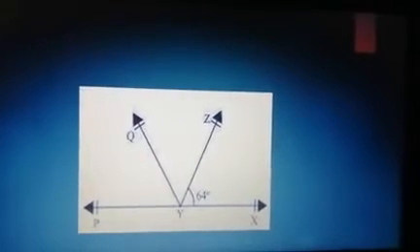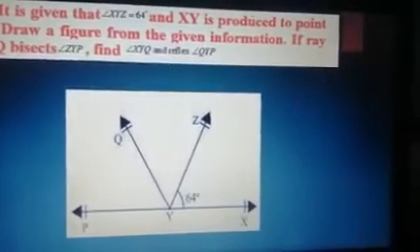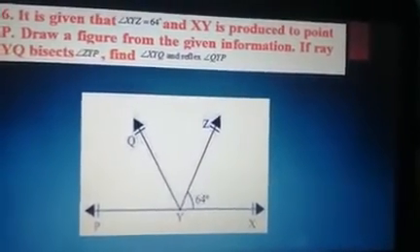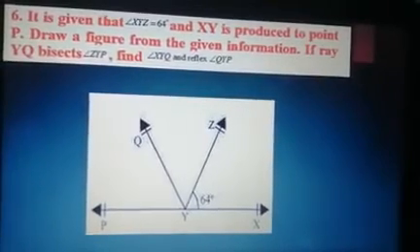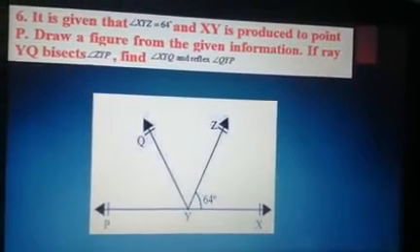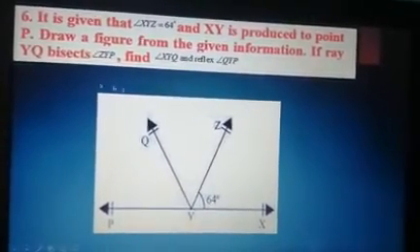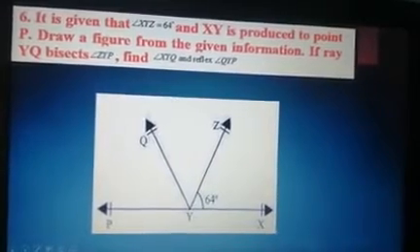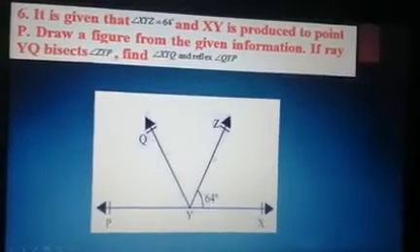Okay. So what's the 6th question? Let me look at the 6th question and understand what it is. Okay. So in this case, it is given that angle XYZ is equal to 64 degree. First, they have given only this angle XYZ. The figure is not given to you. You should do it.